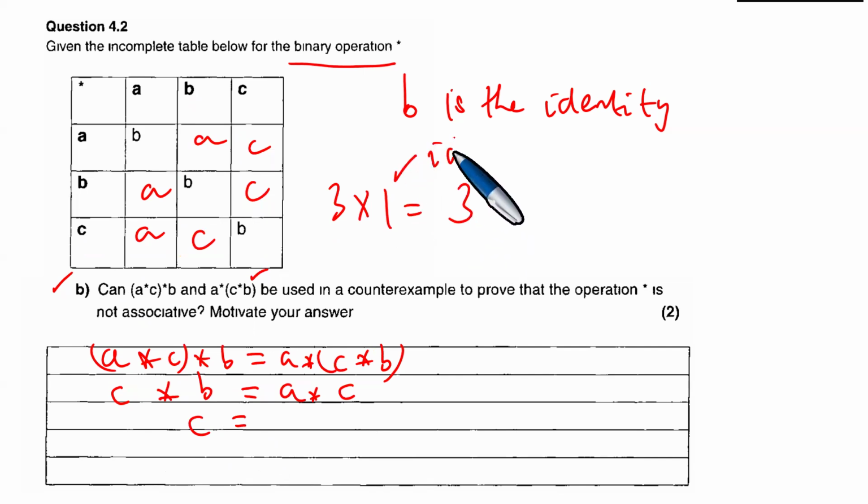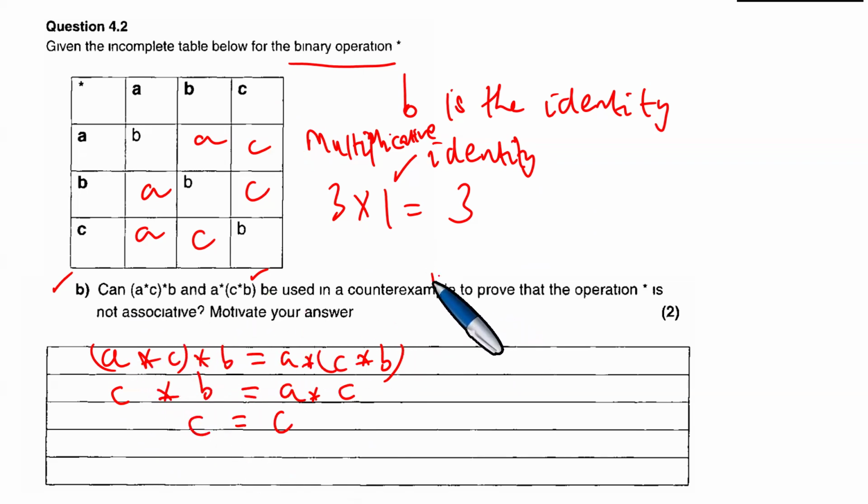Why? Because 1 is called the multiplicative identity. The B is the identity, so that 3 times 1 becomes 3. So C star B becomes exactly C. And if we look at exactly A star C, it would actually be C there. And so can these be used as a counterexample? Well, it is producing C equals C, which is true. It is producing the truth. And so the answer to this is no.